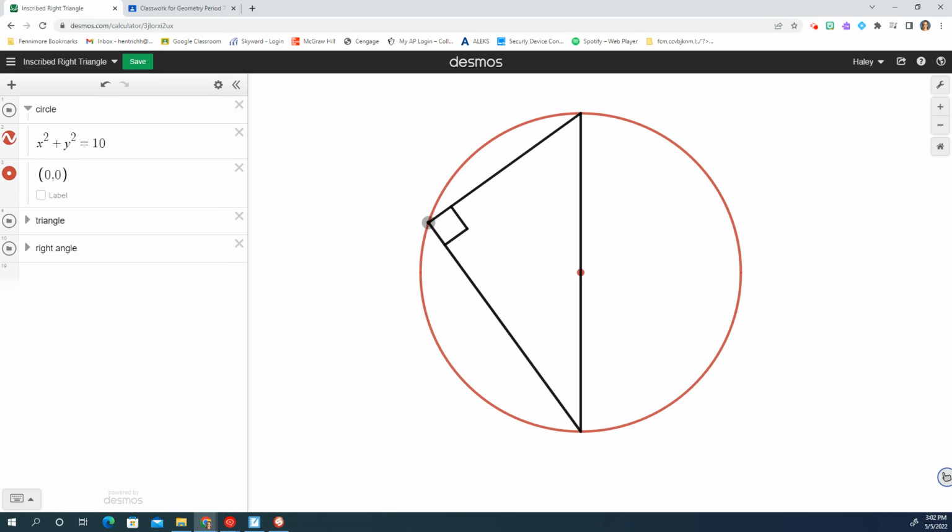Basically, as long as this is a diameter or the intercepted arc is a semicircle, it's always going to form a right triangle, okay? Which makes sense because the inscribed angle has to be half of the semicircle. I could even move it. This doesn't let me, but you can move it around this side. If that holds true, it's going to form a right triangle.